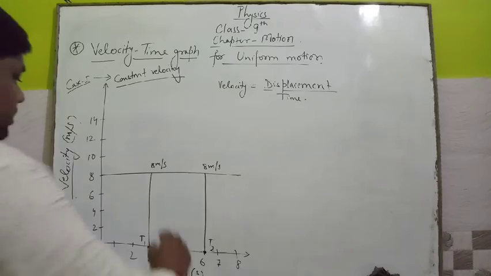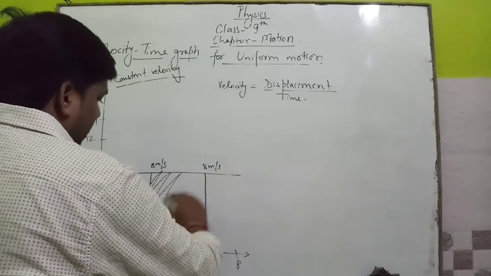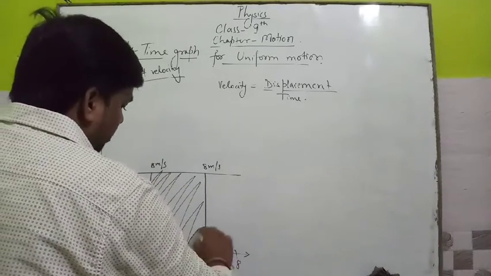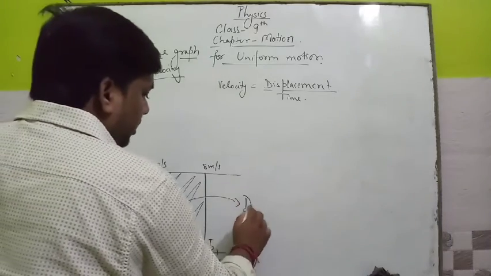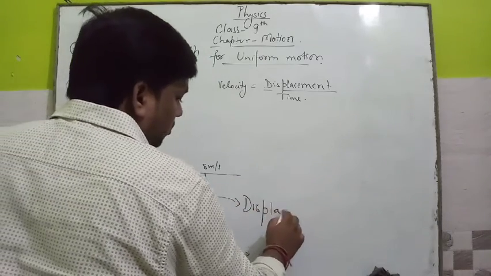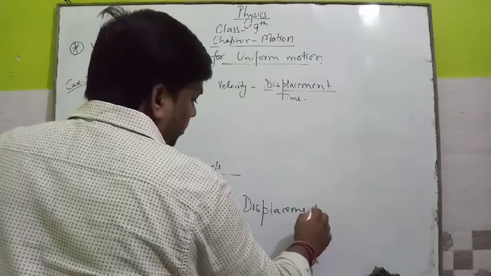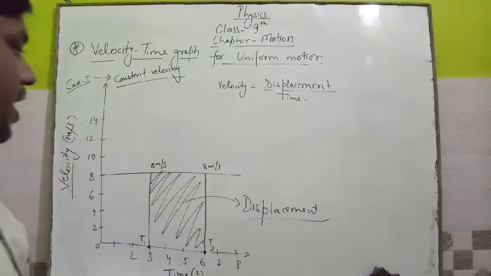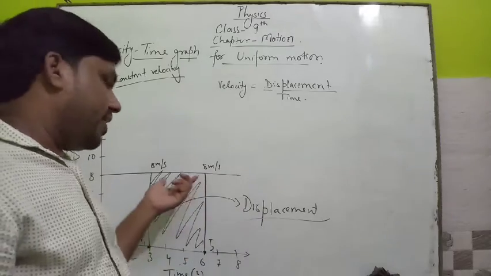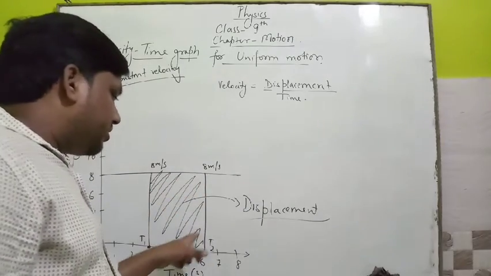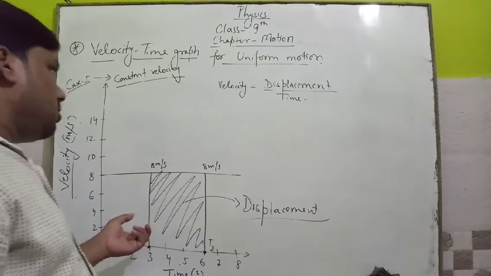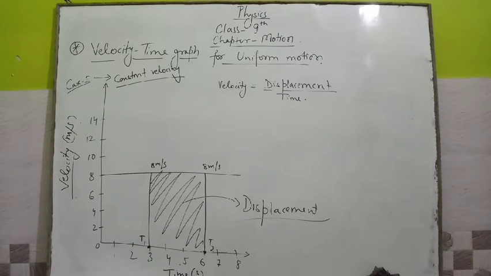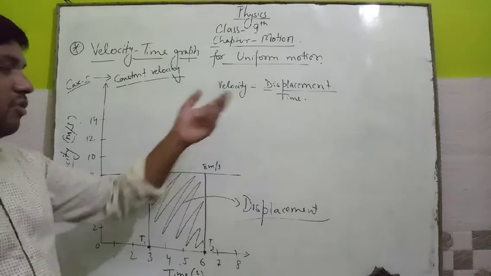First, we know that the area of this rectangular box will give the displacement. So by two ways we have to find the displacement. Simply find the area of this region and you get the displacement, or you find it with the help of the formula.